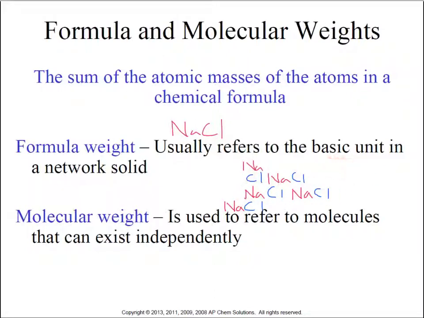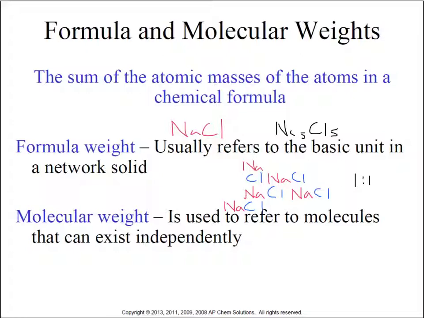This could keep going on, depending upon the size of the structure, forever and ever. But what holds true for this entire structure is that the ratio is 1 to 1. So even though in this particular picture there are 5 sodiums and 5 chlorines, we wouldn't call the formula for this structure Na5Cl5. Instead, we just say NaCl because the overall ratio is 1 to 1. Ionic solids are typically this way. They're network solids, so we just look at the ratio of how they stand. So every 1 sodium for every 1 chloride.